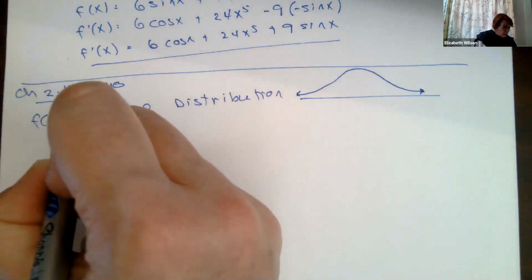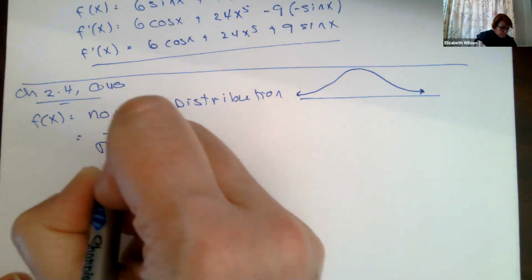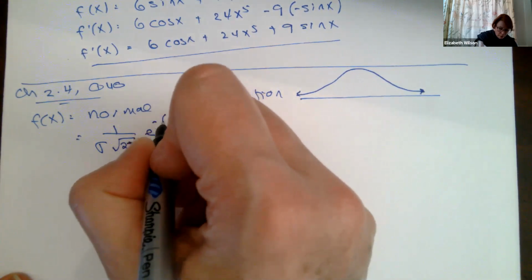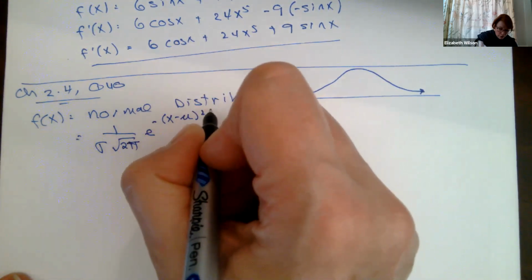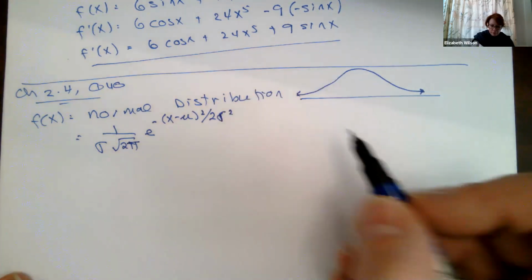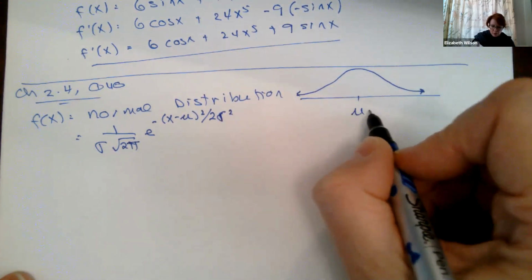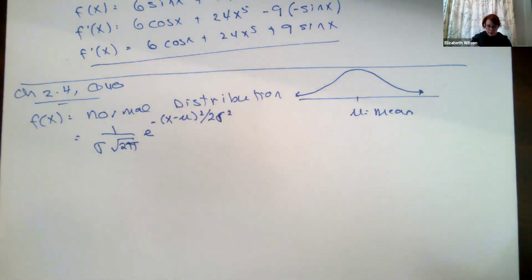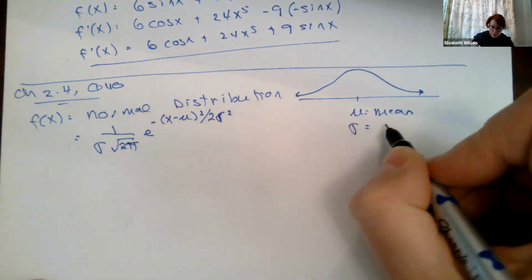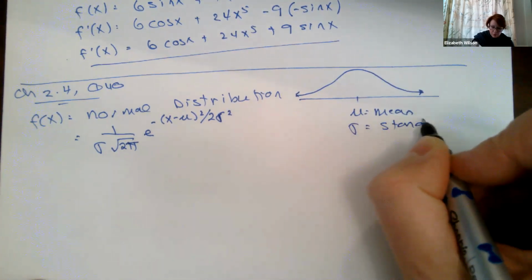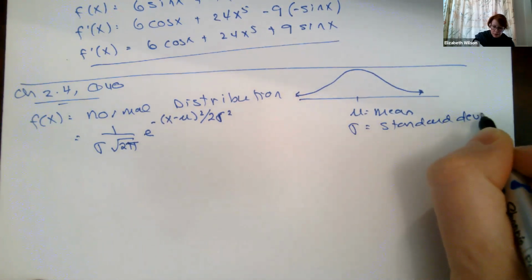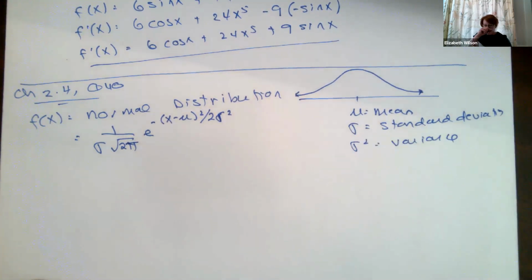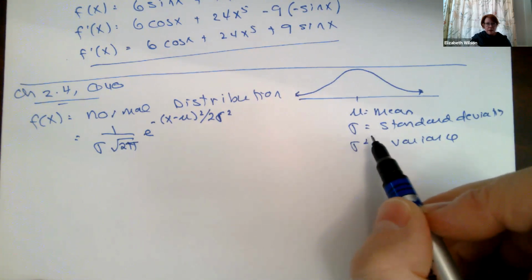The function is 1 over sigma radical 2 pi, e to the minus (x minus mu) squared all over 2 sigma squared. Mu is your mean, typically your sample mean or population mean. Sigma is your standard deviation. You've probably heard these terms a lot. Sigma squared is your variance, so I take the square root of my variance to get the standard deviation.